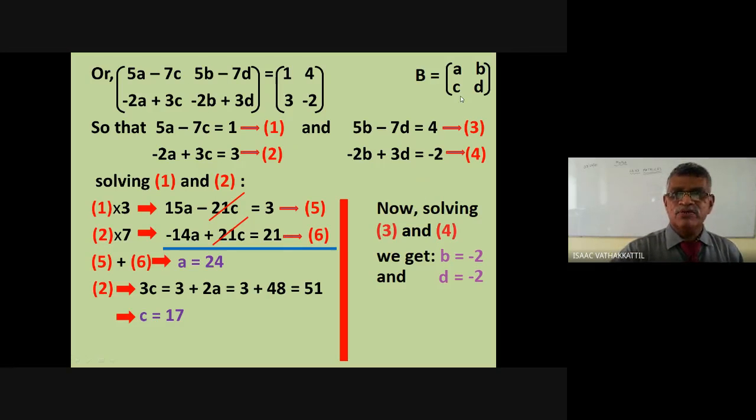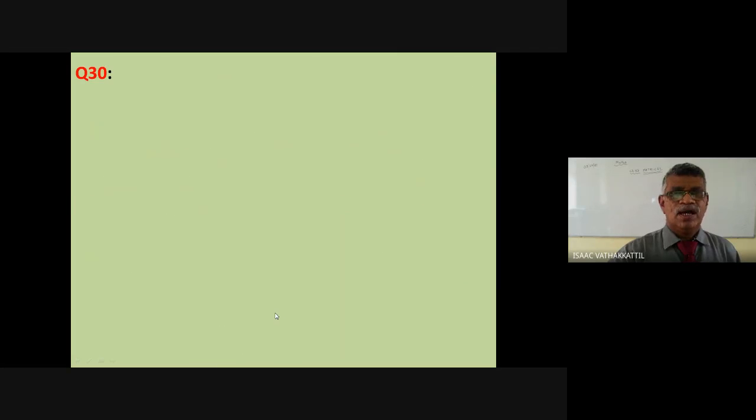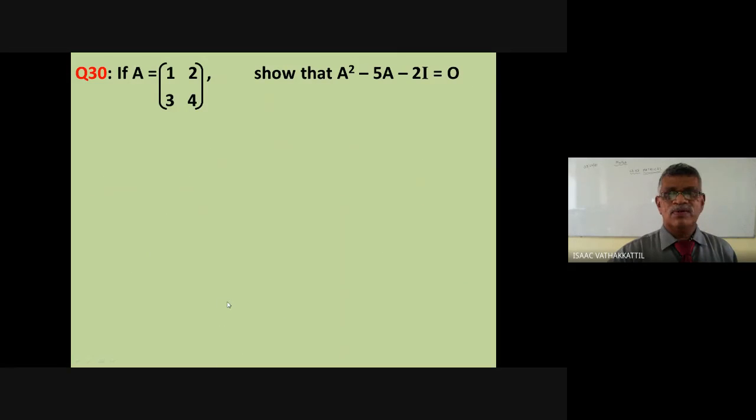Having got A, B, C, D, you look how we are getting the matrix B. So matrix B will be 24 minus 2, 17 minus 2. Okay? Well, I'll give more problems for you to work out later.